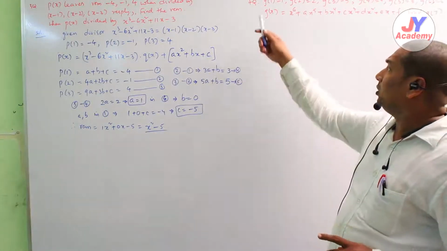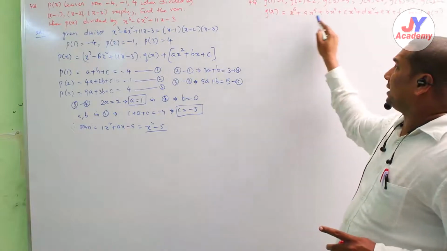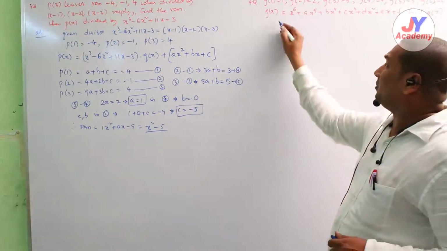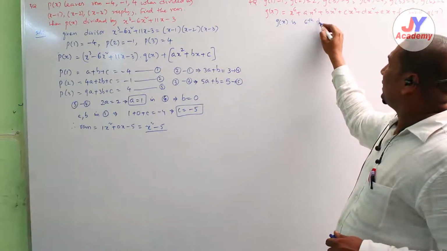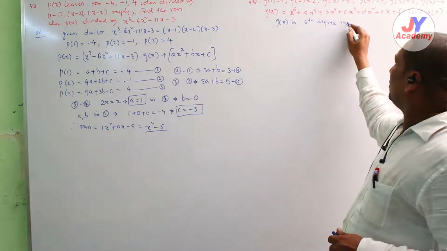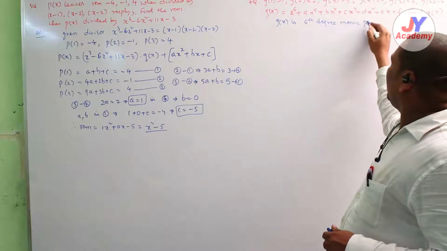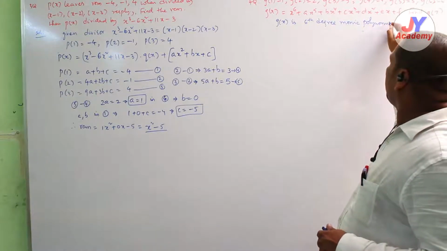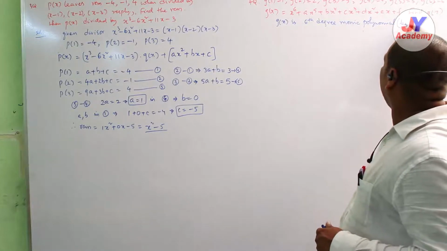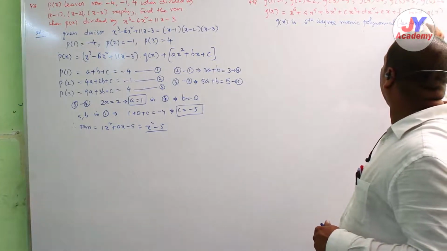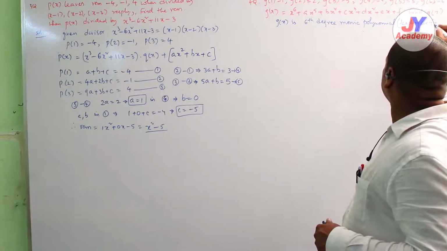Now come to the fourth question. G of x is a 6th degree monic polynomial. G of x is 6th degree. What is a monic polynomial? What is meant by monic polynomial? Leading coefficient is equal to 1.